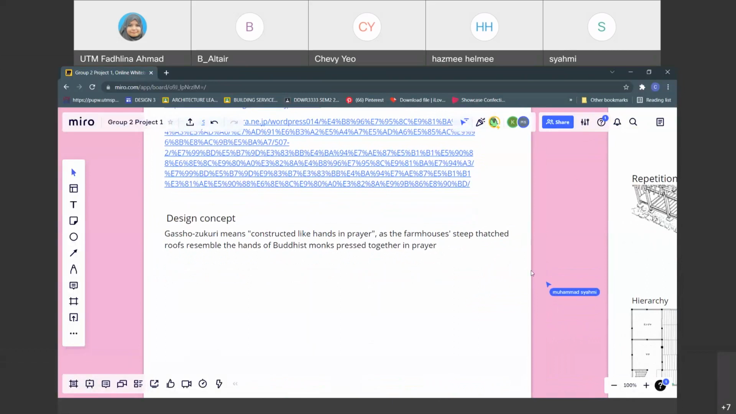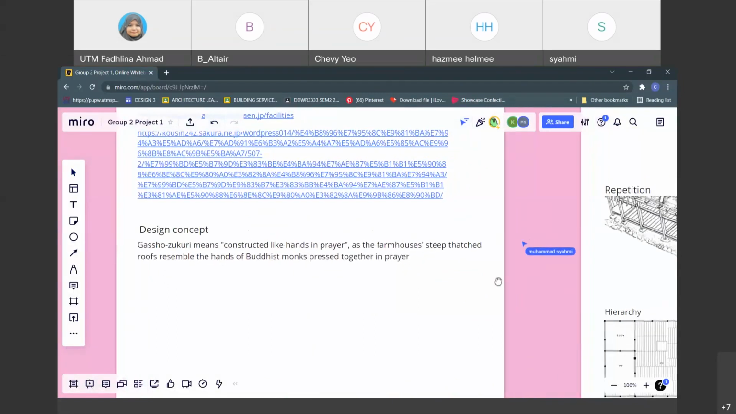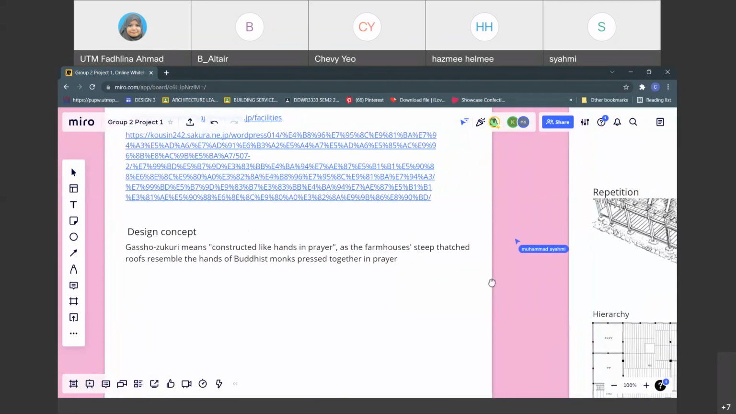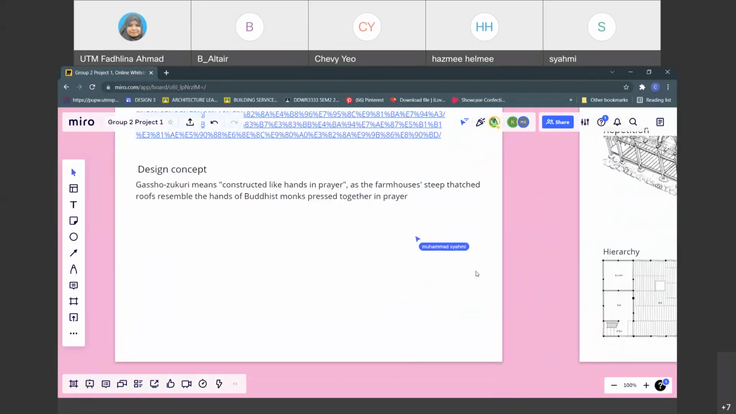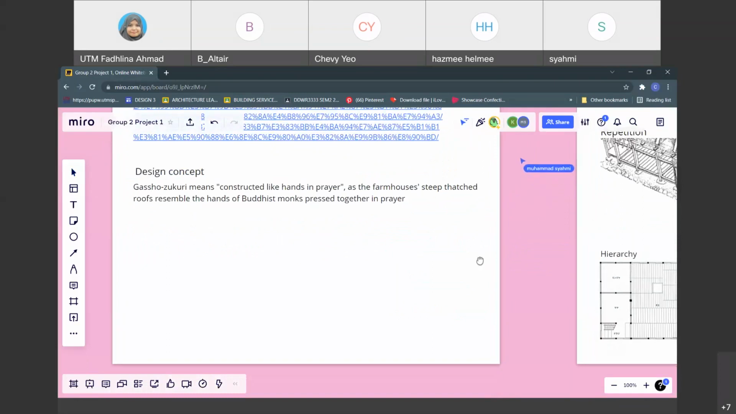The Gassho-zukuri is constructed like hands in prayer, as the steep thatched roof resembles the hands of Buddhism pressed together in prayer. The roof design was inspired by the Buddhist hand. Can you show any image which describes this design concept?